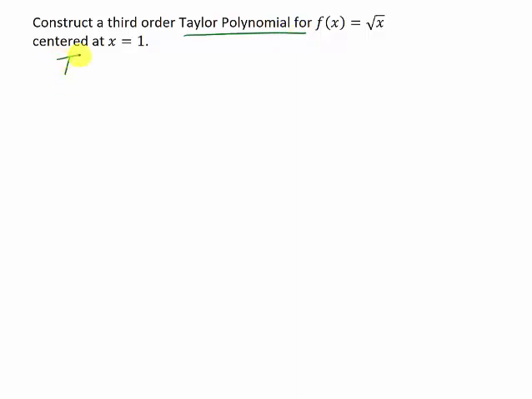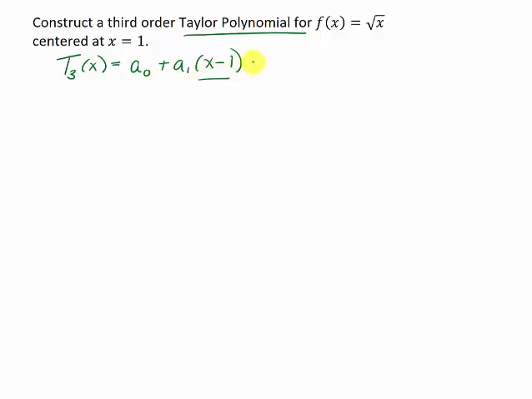create a polynomial, so we're going to call it T, of order 3. Order 3 means degree 3, so we're going to have coefficients a naught plus a sub 1. And since we're centering it at 1, we need to make sure and do a horizontal shift from 0, right 1 unit. So think of these in terms of transformations.